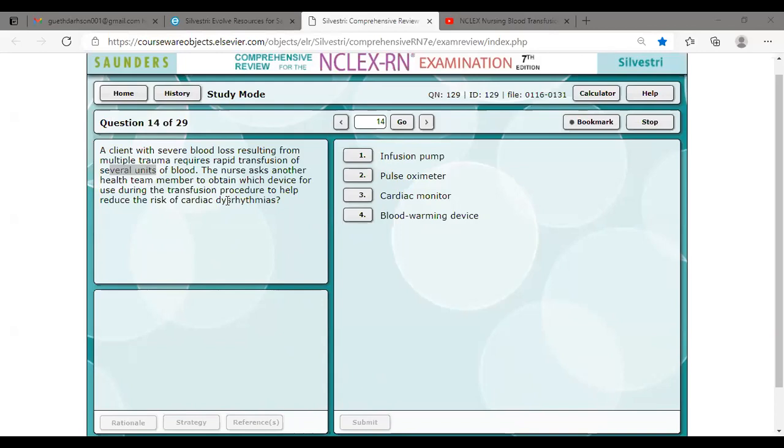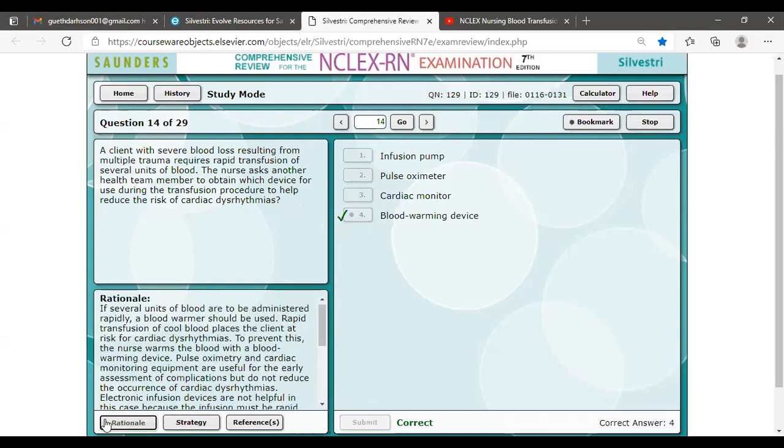The question is, why does your patient tend to develop cardiac arrhythmia? Because if you infuse rapid transfusion of several units of blood at a cold temperature, but I said we need to make it room temperature, so we need something: a blood warmer device. Definitely we do not use the microwave to change that temperature. We need a blood warmer device.